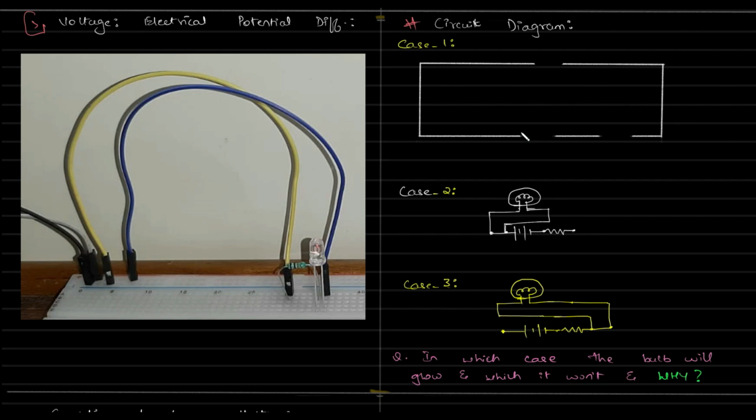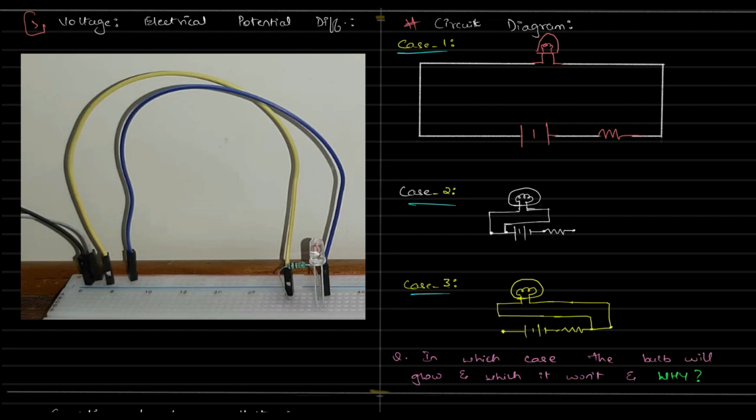Okay, so let me explain the connection. You have a voltage source connected to a resistance and an LED. The resistance over here will help us save the LED because if not, it might burn out. Now the question is simple: in which case the bulb will glow and which it won't, and why? There are three different cases and three different connectivity. You need to answer this question.